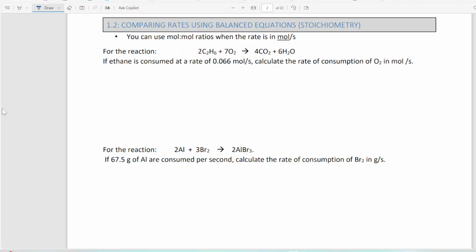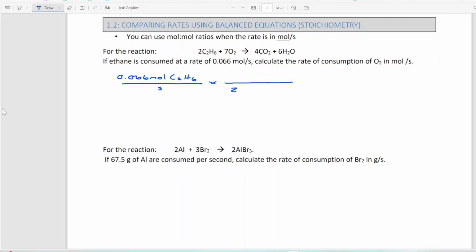So the rule is once you're in moles, you can do anything you want. So you can move within your equation using mole to mole ratios. So we're going to start with 0.066 moles of ethane is consumed per second. And we want to convert this to the consumption of oxygen in also moles per second. So the only thing we really have to do is convert from moles of ethane into moles of oxygen.